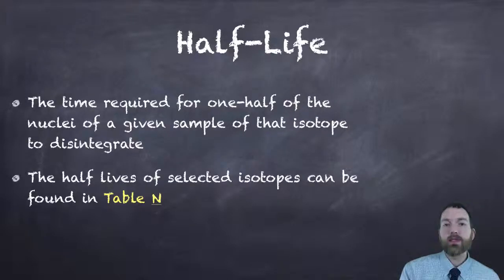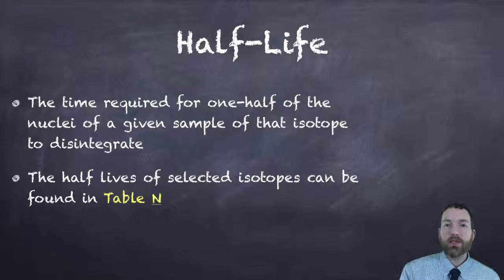So the half-lives of selected isotopes can be found in Table N. If you need to know a half-life of any element, you can look up the ones on Table N and use them to answer questions about how much time has passed or what fraction of a sample remains after a certain amount of time of decay. These are some of the harder questions on the Regents, and they're really not that bad if you learn the process for how to do half-life questions.